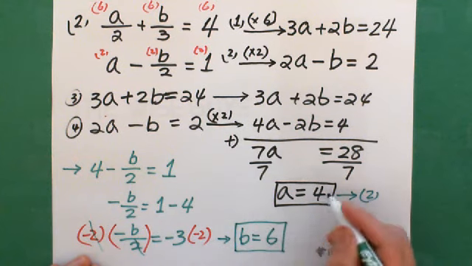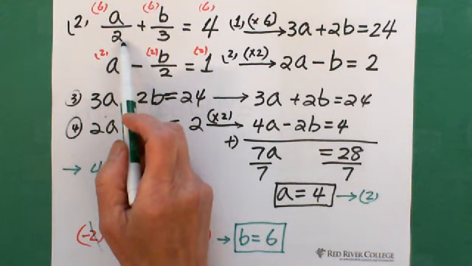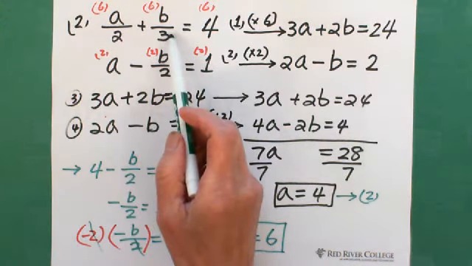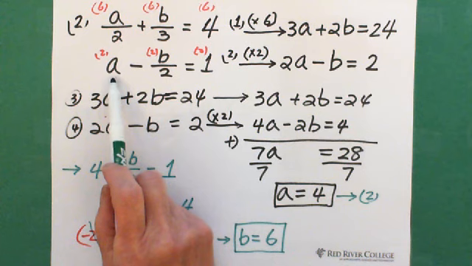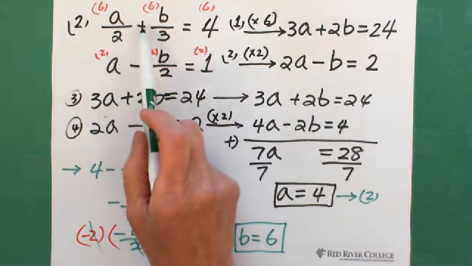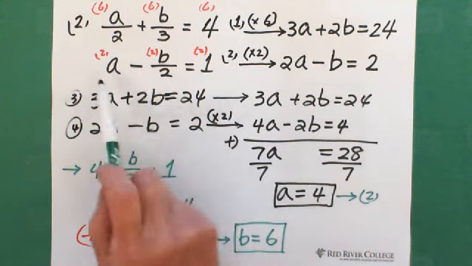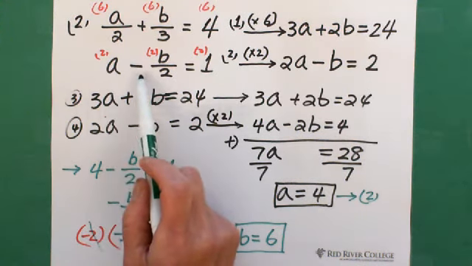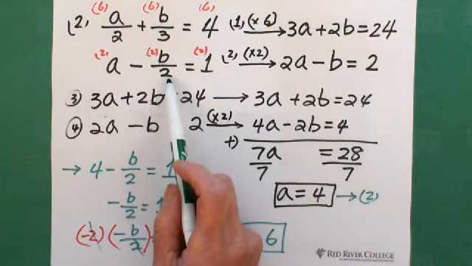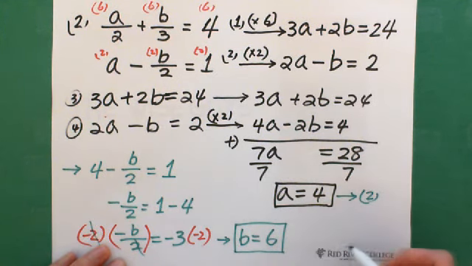If you want to check your answer, put the 4 in the first equation: 4 divided by 2 equals 2, and 6 divided by 3 equals 2. 2 plus 2 equals 4. You still need to check the second equation. Sometimes you make a mistake, and even if the first equation is okay, you still need to check the second. For the second, a equals 4, 6 divided by 2 is 3, and 4 minus 3 equals 1. That's how you get the answer. The final answer is a equals 4, b equals 6.